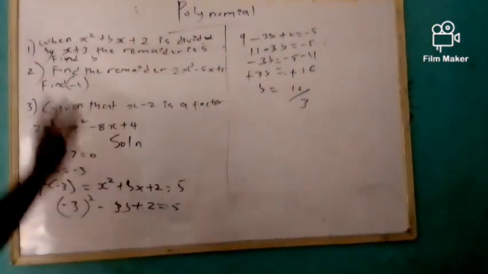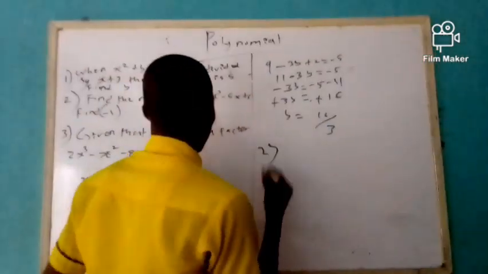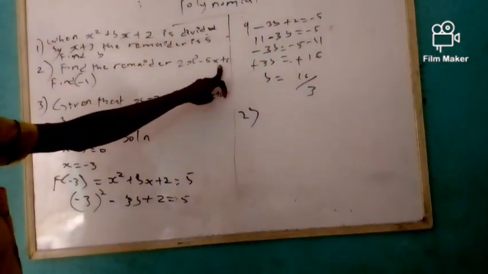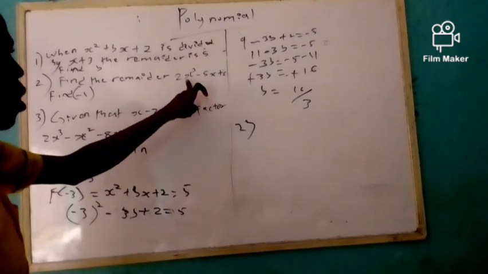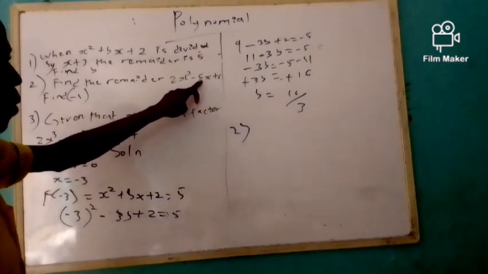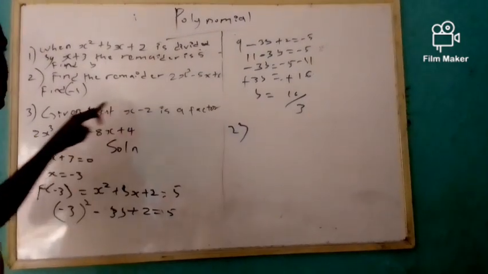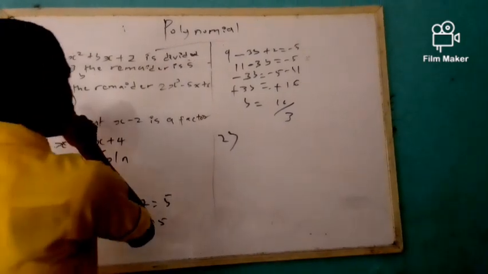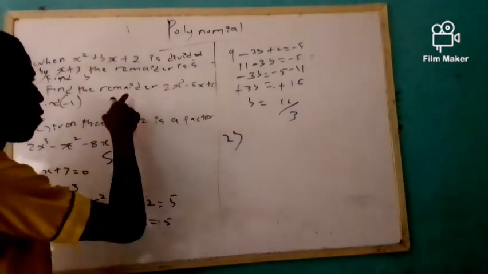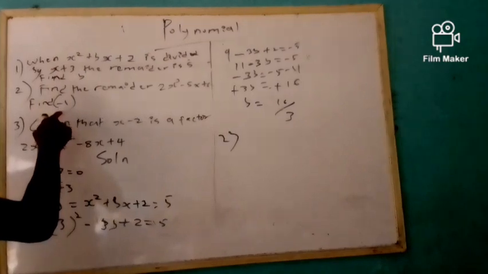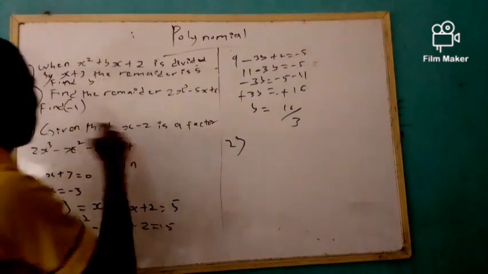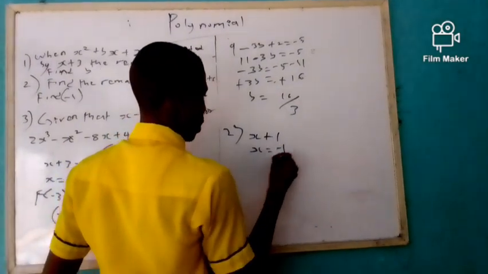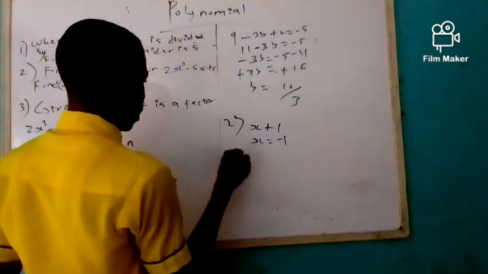So the next question now, question number 2. They say find the remainder when 2x to the power 3 minus 5x plus 6 is divided by x plus 1. This guy is x plus 1. So if it is x plus 1, it will be x minus 1. So we are looking for when x is minus 1.